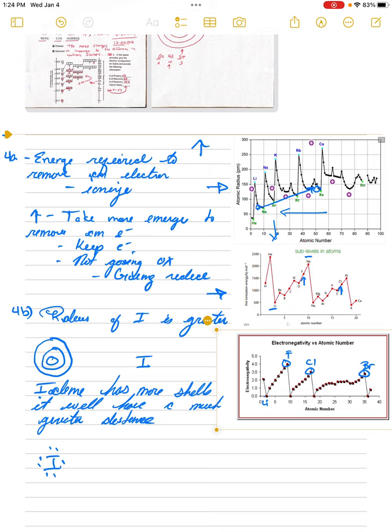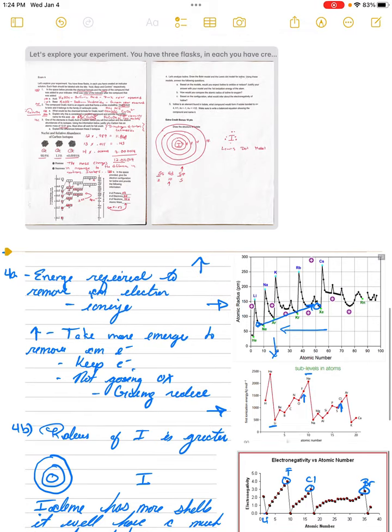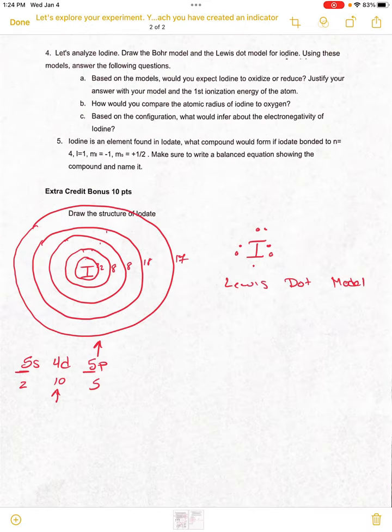What that tells me is that because it's so close to having a full shell, it's going to have a huge electronegativity because it wants to attract an electron. That is why iodine will reduce. It has a high ionization energy and a high electronegativity, so it's going to want to pick up that electron. Again, that was in your graph.